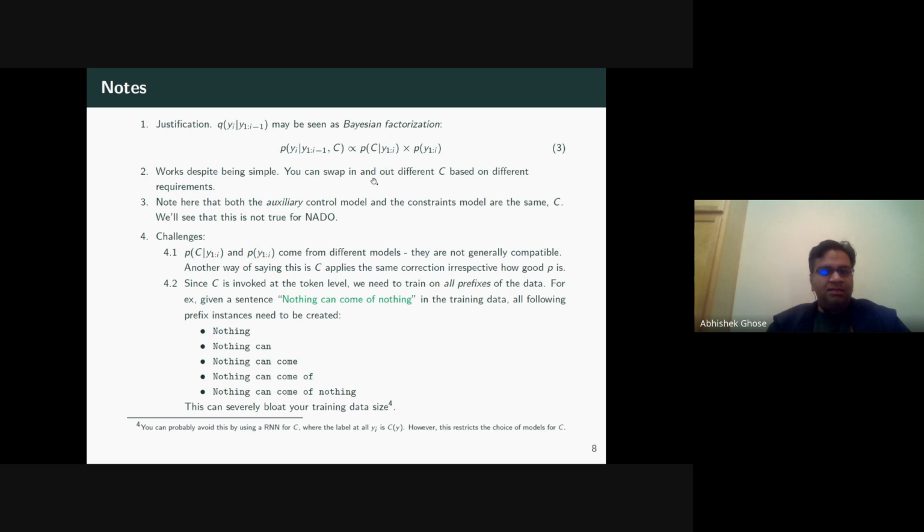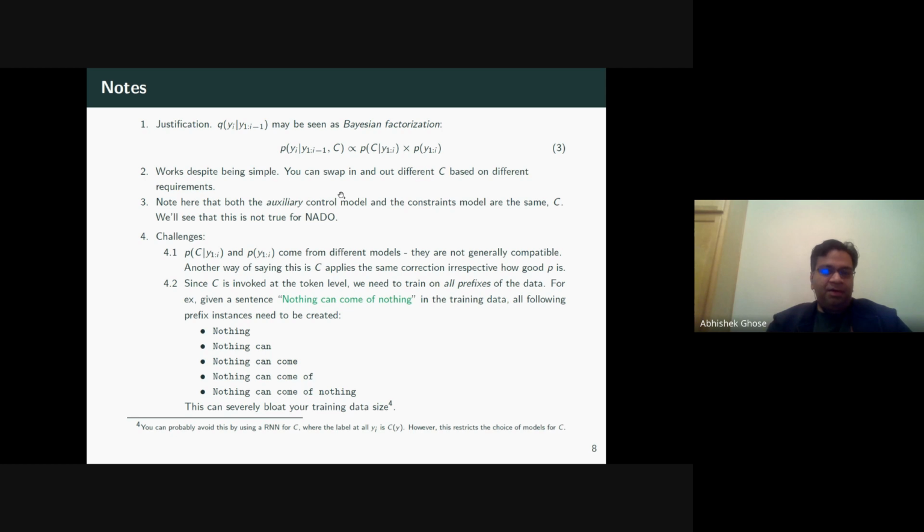And the interesting thing is, you can swap out C. You don't have to change your base language model. You can have one C, like if you want to generate Shakespearean English, there is one model for that. If you want to generate formal English, you have another model for that. If you want to generate text that is positive in its outlook, you have a positive sentiment model for that, right? So you have these very small models C, and you can apply them on top of your base language model, and it modifies the output, right? So it's quite convenient to use, right?